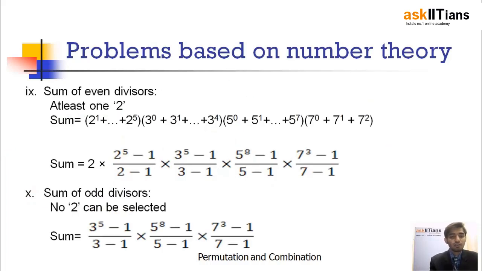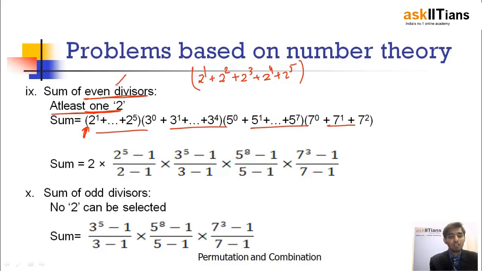Now if you want to find the sum of only even divisors, that means you will have to take at least one 2. So you cannot write 2 power 0 here. That case will be rejected when you are taking no 2. So either you will take one 2, or two 2's, or three 2's, or four 2's, or five 2's. 2 power 0 is excluded because you have to take at least one 2. If you simplify this, you will get the sum of all the even divisors, because here we are taking at least one 2.